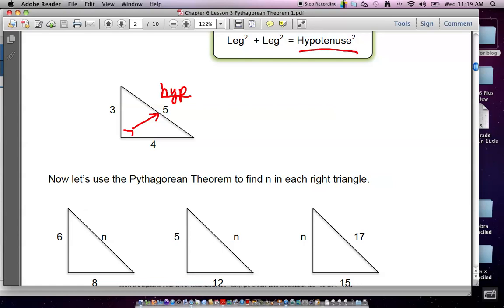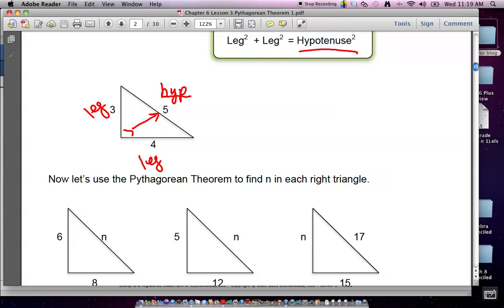Okay? The hypotenuse is the longest side of a right triangle. It's always across from the right angle. Now these other two sides, they're called legs. So the first thing I want you to be able to do with a right triangle is draw in the right angle and then draw the arrow across to the hypotenuse.